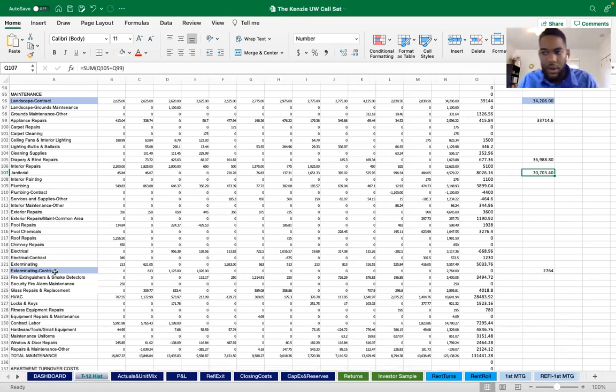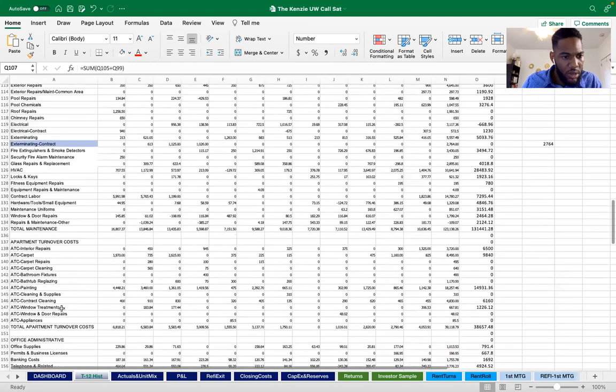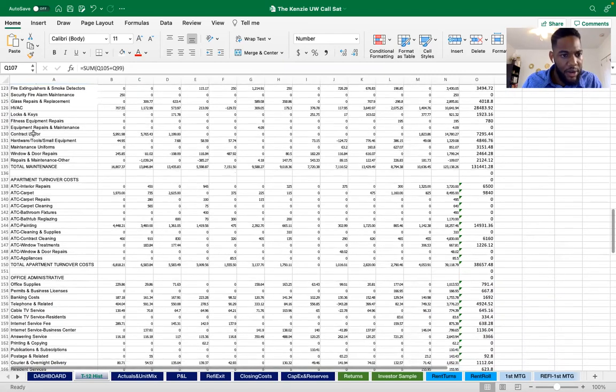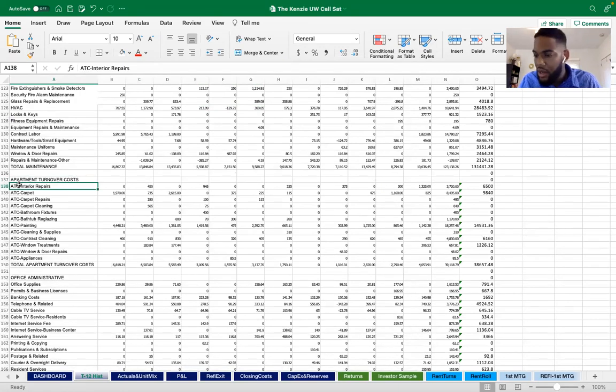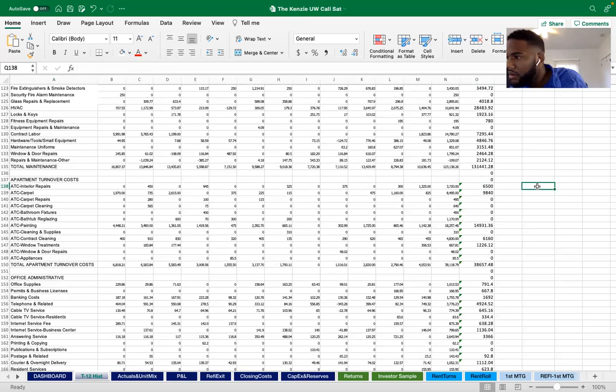Cool. So let's go down to this next section right here, line items 138 through 149. Guys, is everyone okay assuming that these are turnover costs? Yes, I think so. Okay, all right, let's do it.